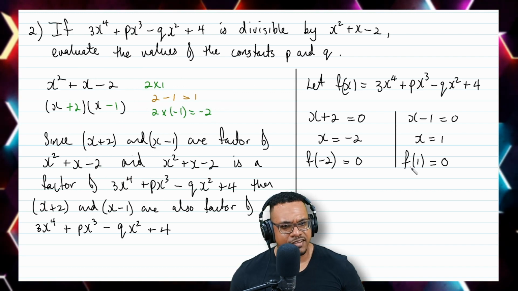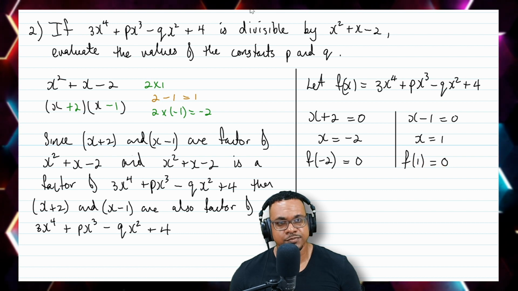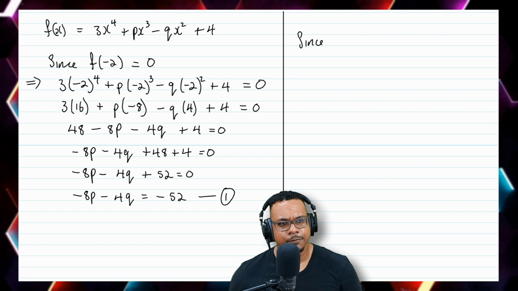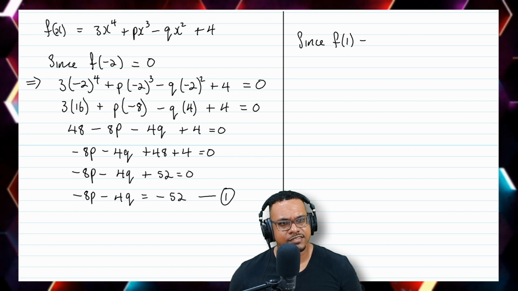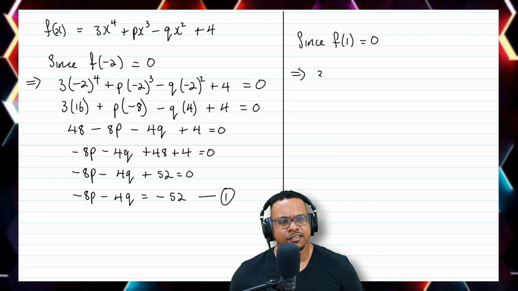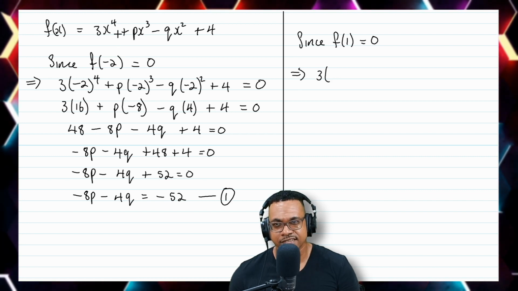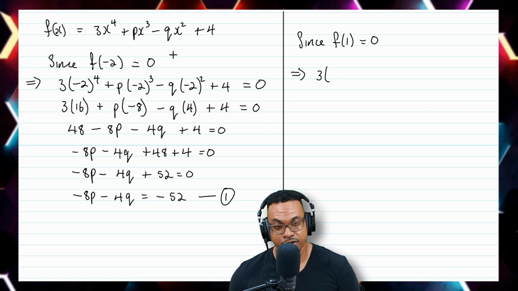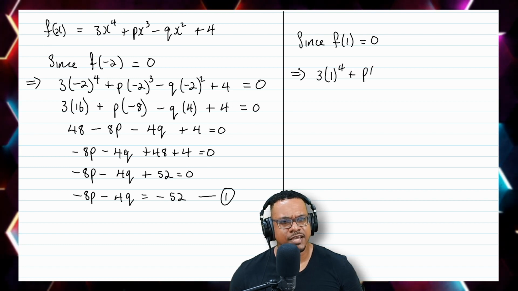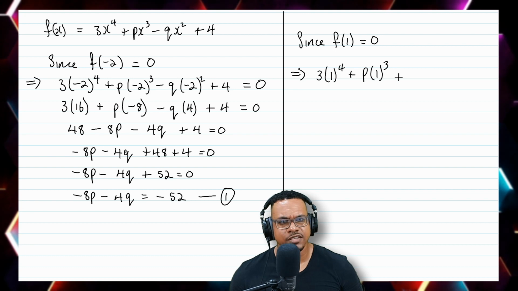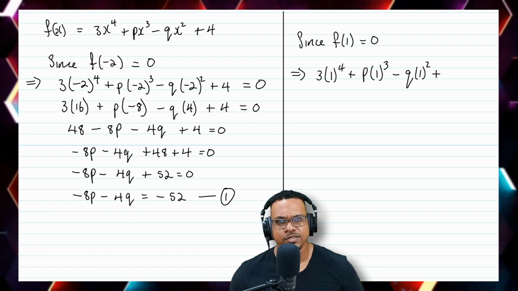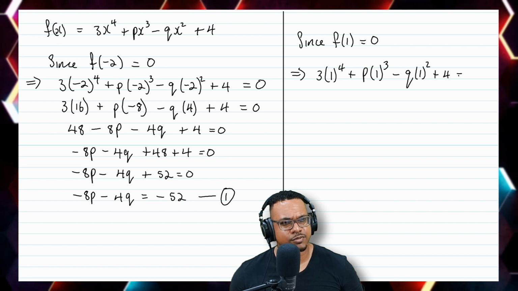Now we're going to go back here and look at f of 1 is equal to 0. So I'm going to write since f of 1 is equal to 0, that's going to imply 3x to the power 4. So we're looking at this, replacing the x's with positive 1. So you have 1 to the power 4 plus p times x cubed, so that's 1 to the power 3. Take away q times x squared, so that's 1 to the power 2, plus 4 is equal to 0.